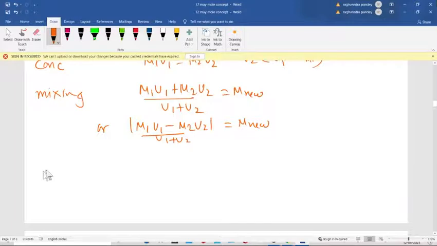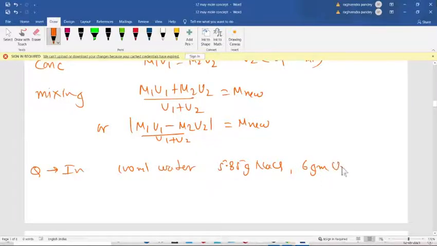Suppose the question is like this: in 100 ml water, 5.85 gram NaCl, 6 gram urea, and 1.8 gram glucose is dissolved. What is the molarity?